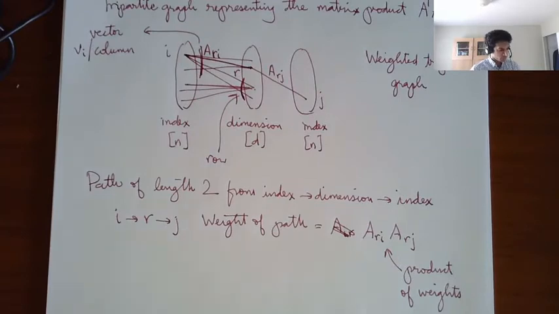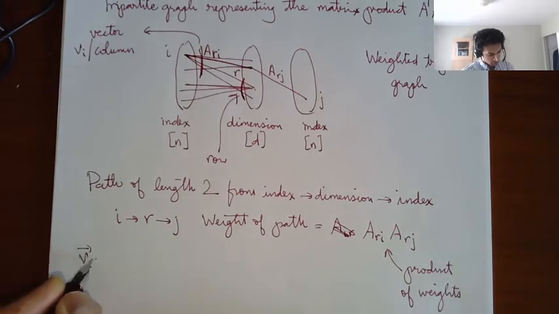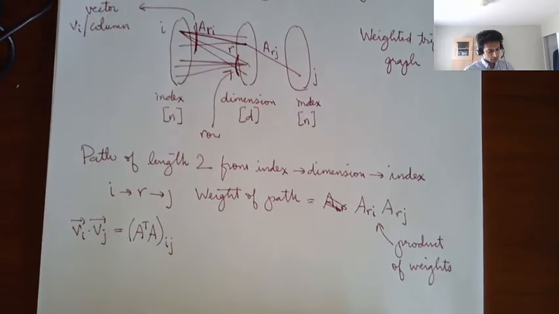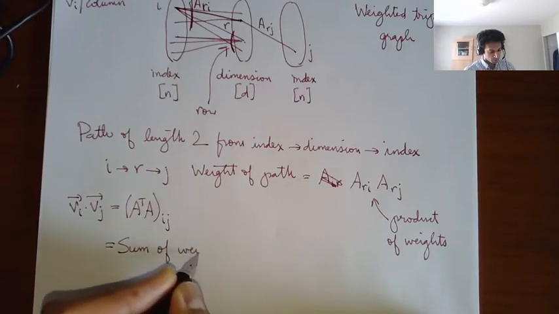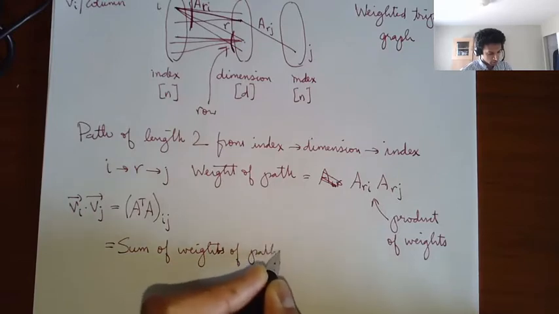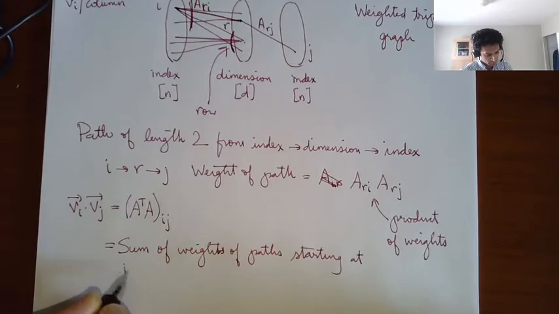It's the sum of all the weights of the paths that start at I and end at J. Exactly, right? So what is vi dot vj, which is the same thing as A transpose A of ij? This is the sum of weights of paths starting at I and ending at J.